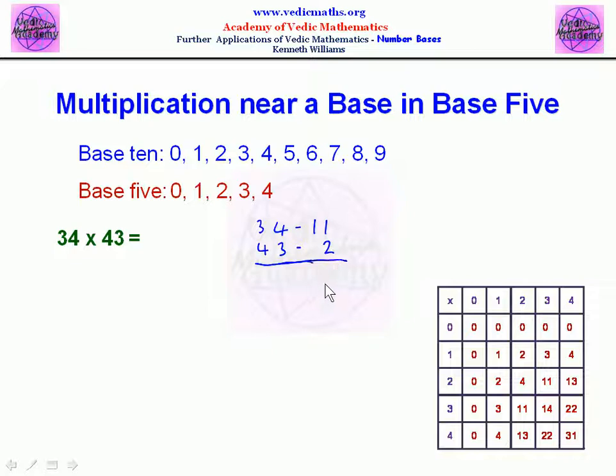Now you remember the technique, we cross subtract. 34 take away 2, that's 32. And we multiply vertically, 11 times 2 is 22. And there's the answer. We can also cross subtract the other way as well. 43 take away 11 is also 32. 3222.